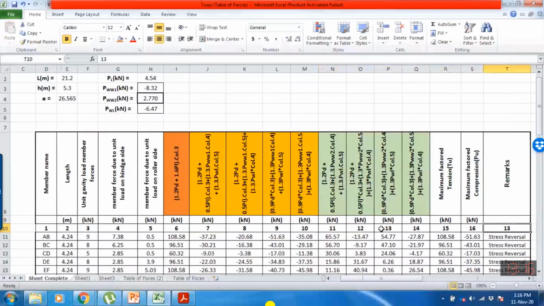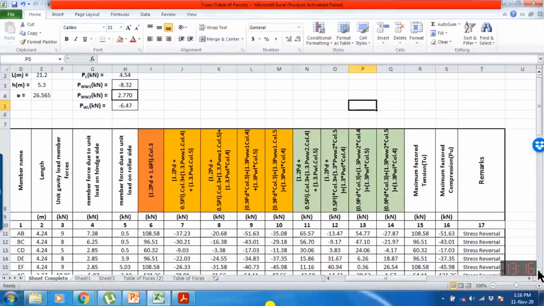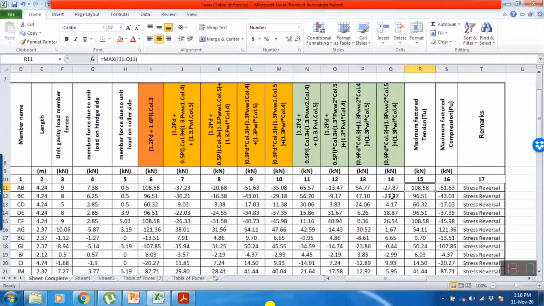Here you will write down the maximum tension in this member AB due to any applied load combination. Due to gravity load, this member AB is subjected to a force of 108. So it is also subjected to tensile force due to this load combination, but this is not maximum. So here you have to write the maximum tensile force due to any load combination.